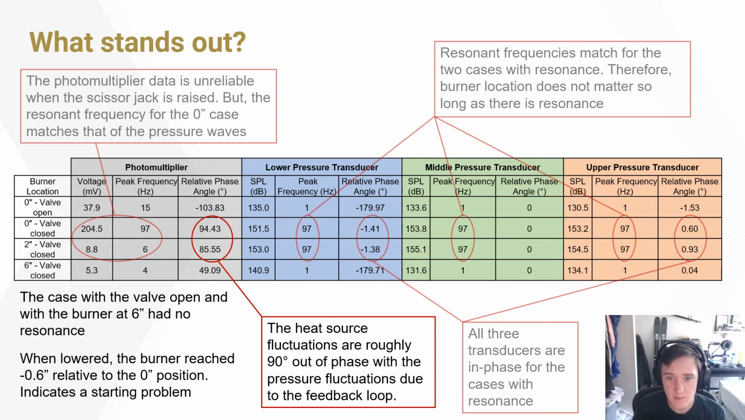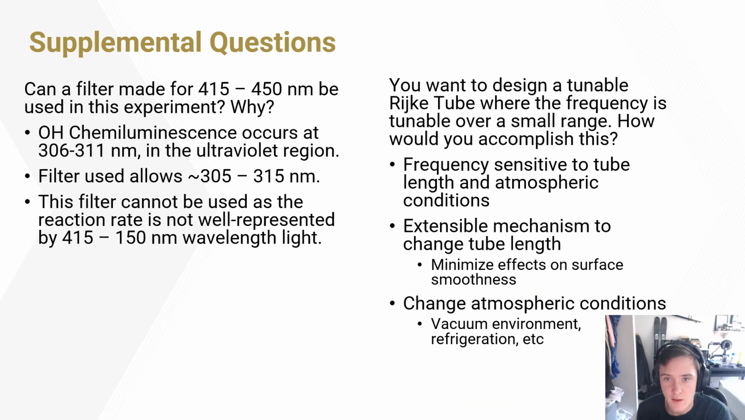Lastly, after resonance stopped, the burner was lowered until resonance started again. It needed to be as low as -0.6 inches to start resonating again, indicating that resonance needs near ambient pressure to start, but is maintained so long as the flame remains in the lower third of the tube. A filter made to block 415 to 450 nanometers of light would not work for this experiment, as the light that is important for this experiment is that ejected by OH chemiluminescence, which occurs in the range of 306 to 311 nanometers.